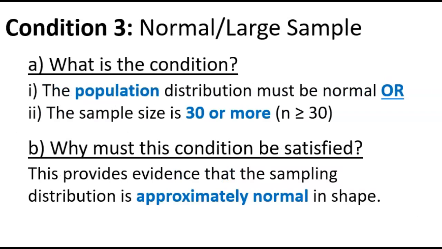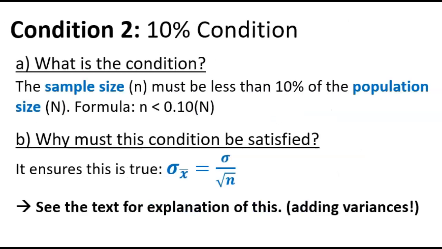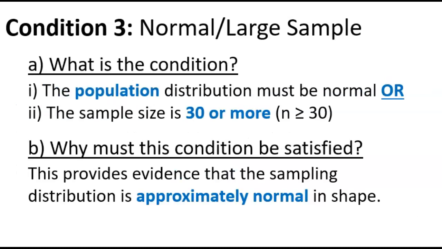So why is that important? When we think about the 10% condition, it's so that we know that this standard deviation is going to actually be a correct calculation of how much the samples of that size vary. So the last condition is about shape. Is it a normal distribution?